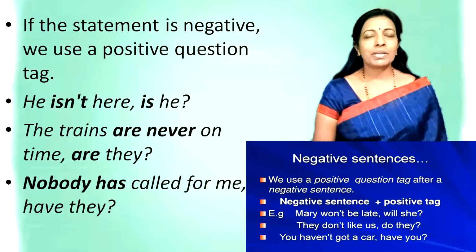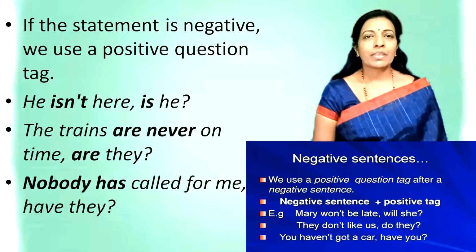If the statement is negative, we generally use a positive question tag. For example, he isn't here, is he? In this sentence, the first statement, he isn't here, is a negative statement. Therefore, it is followed by a positive question tag, is he? Let us look at some more examples.